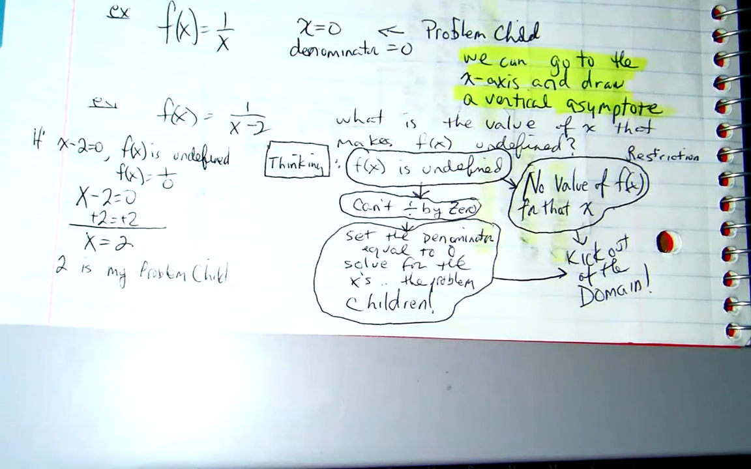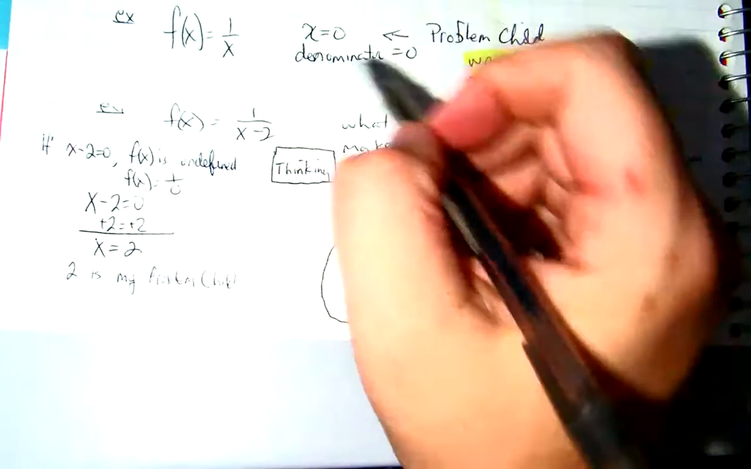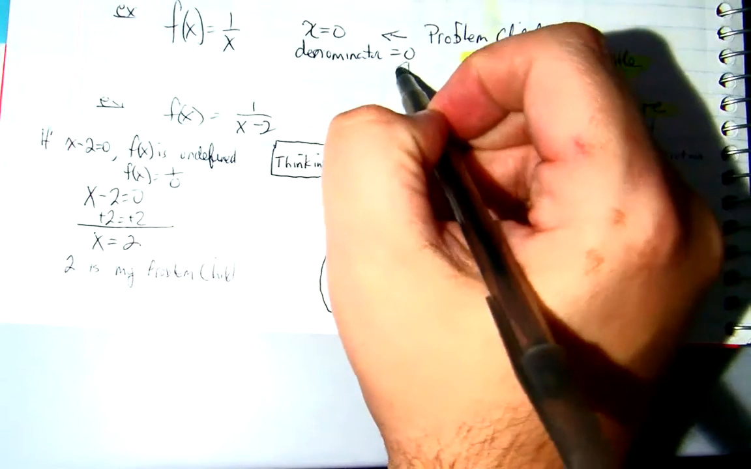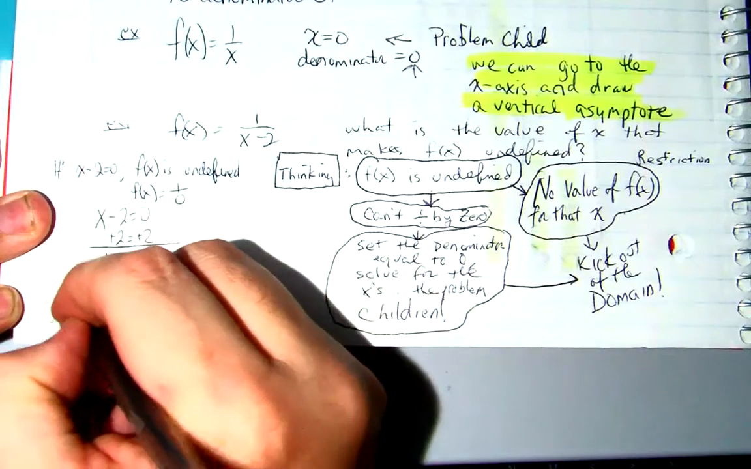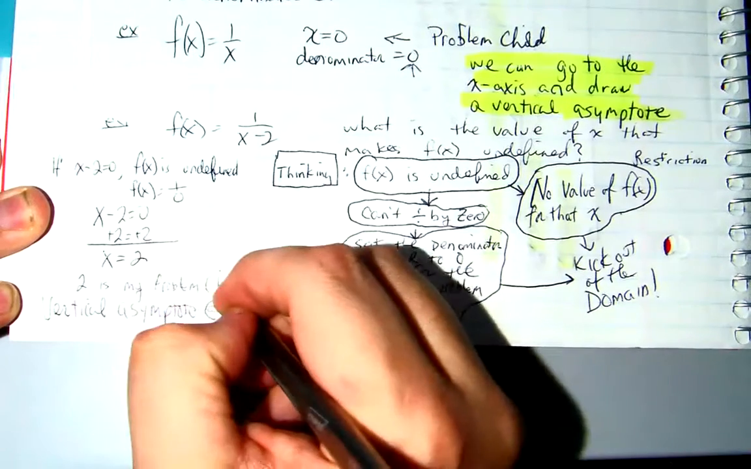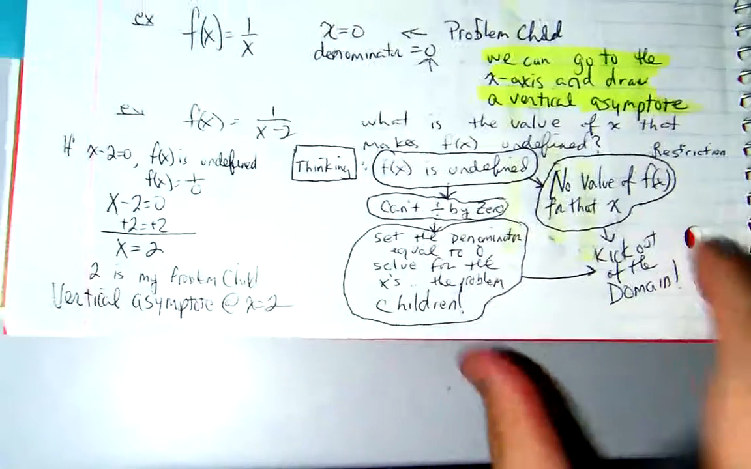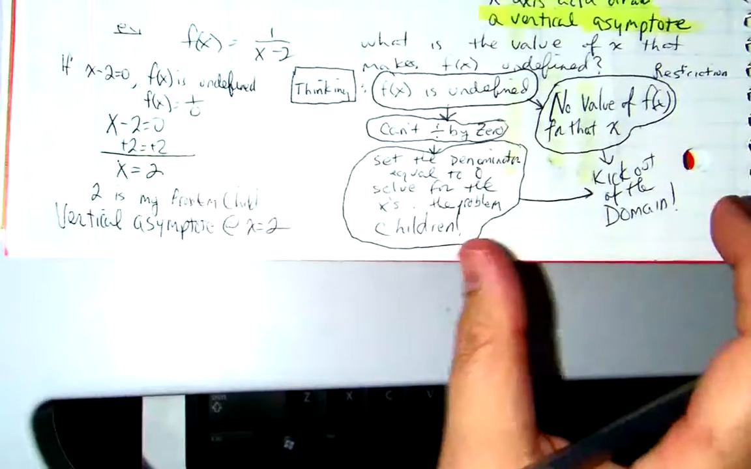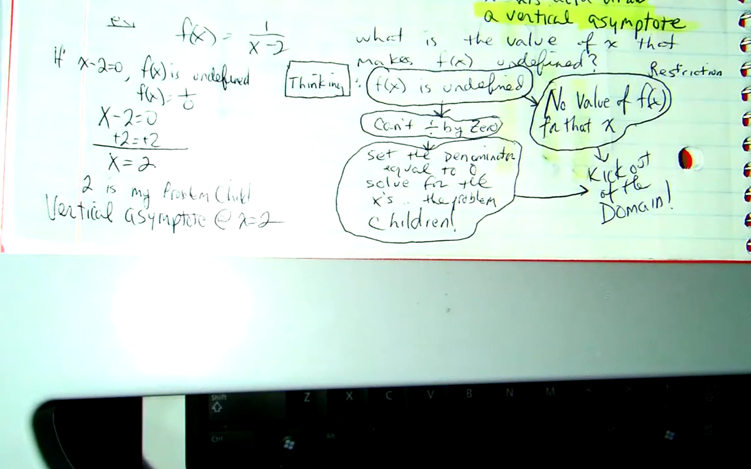Two is my problem child. Now for the earlier example, 0 was my problem child. For here, 2 is my problem child. Actually, all we did was move the graph over to 2. So I get a vertical asymptote. Let me move that up a little bit. At x equals 2. And then we draw the same graph, which is really nice. And I'm going to stop that video here.